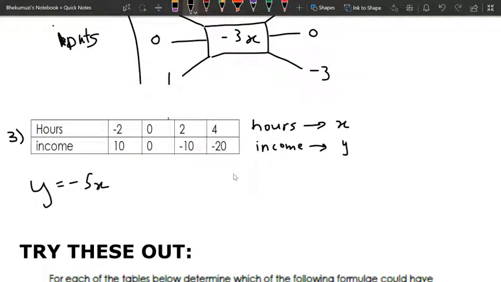The first thing that you need to have noticed here is that hours is negative 2, 0, 2, and 4, and then income is 10, 0, negative 10, negative 20. What do you notice here is that negative 2 times negative 5 does give us 10, because it's two negative numbers, therefore it will give us a positive number. If it's negative 5 times 0, it does give us 0. If it's negative 5 times 2, that gives us negative 10. If it's negative 5 times 4, it does give us negative 20. And so you can see that this works.